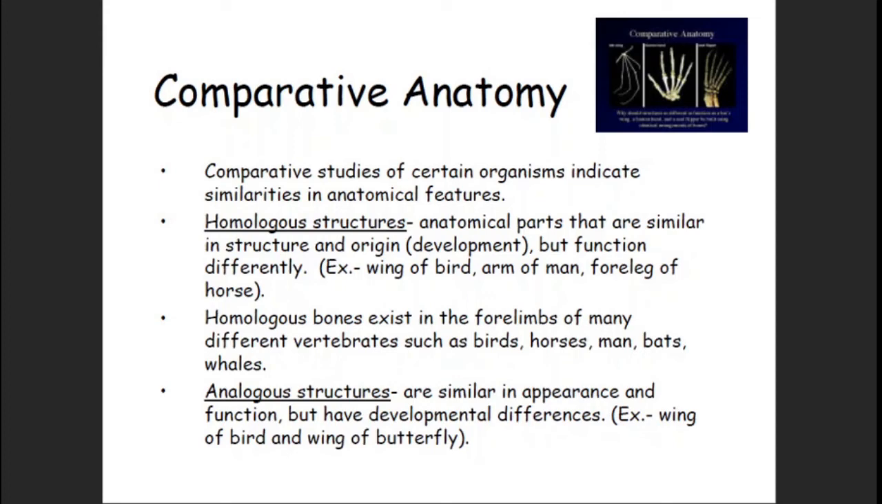Comparative anatomy. Comparative studies of certain organisms indicate similarities in their anatomical features. Homologous structures.